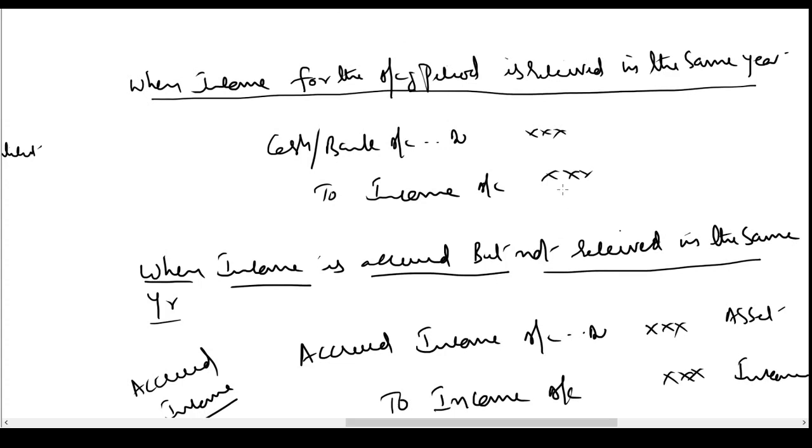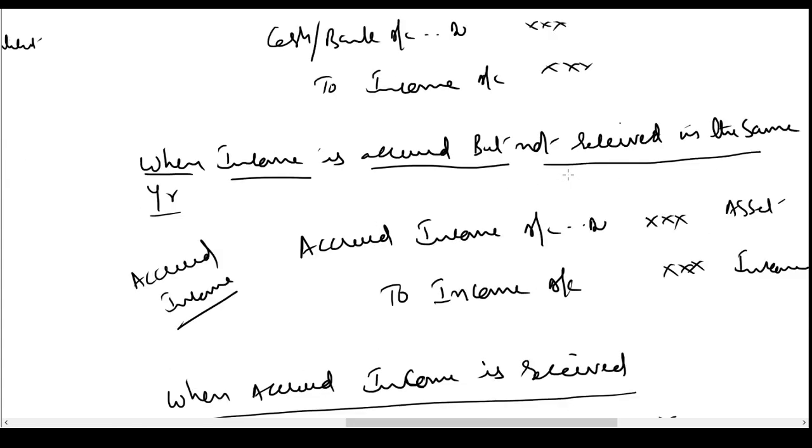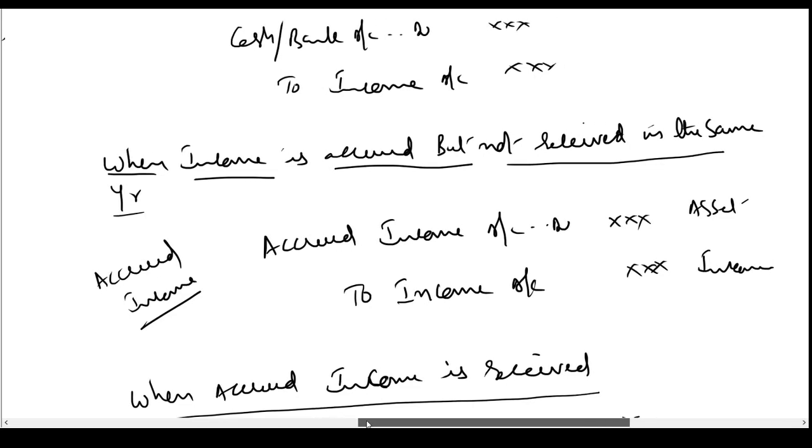So this is the scheme of entries. When the income is earned and received in the same period, we pass the entry: cash account debtor or bank account debtor to income account. Straight away income is recognized in the P&L. When income is earned during the year but is not yet collected by the end of the year, we pass the entry: accrued income account debtor to income account. Income will be shown in the P&L account. Accrued income will be shown as an asset in the balance sheet. It is just like a receivable for the business.